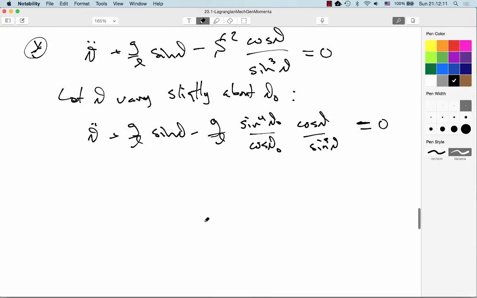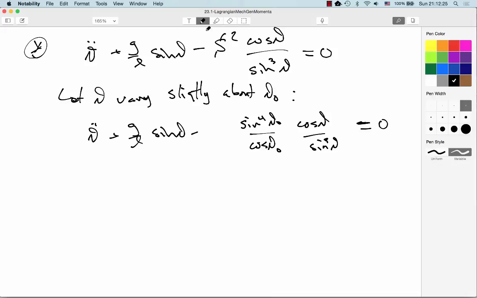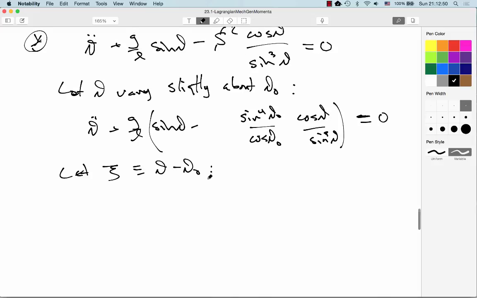So the trick we're going to do here is we've got a g over L sine theta and a g over L there. In fact, I'm going to make that g over L go away, and put that in parentheses to allow me to think about it better. Since we're doing a slight oscillation about theta naught, it'll make sense for us to shift our coordinate system. So we're going to let xi be theta minus theta naught.